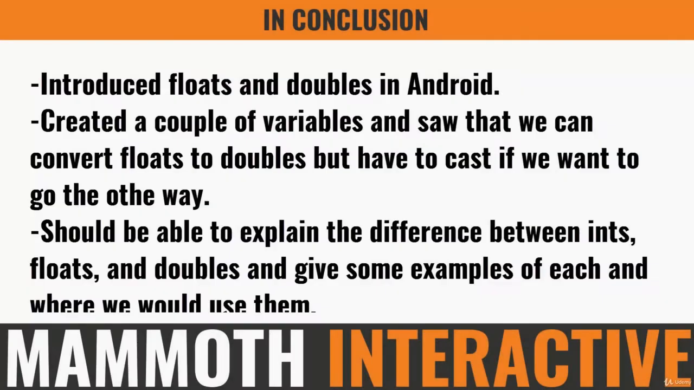In this part of our tutorial, we took a look at floats and doubles in Android. We did this by creating a couple of variables and performing some arithmetic operations on them. From this, we saw that we can convert floats to doubles, but we have to cast if we want to convert doubles to floats. We also saw that a lot of arithmetic operations, the built-in math functions, take in doubles. So although doubles can bring an unnecessarily large amount of precision, they are used in lots of operations in Xamarin, so it might be best to stick to ints and doubles rather than floats.